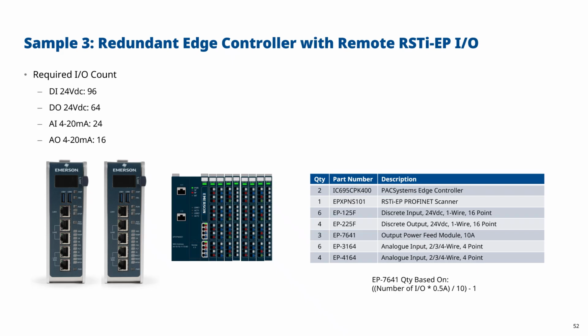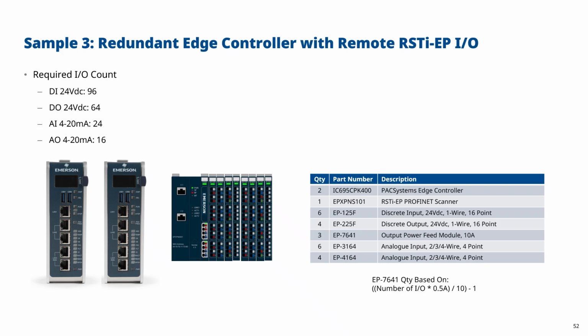So again, we take the number of modules, 96 divided by 16 is 6, 64 for the outputs divided by 16 is 4. I've added in the power feed modules again, so effectively here I can spread the load across multiple modules. You may need slightly more EP7641, or you may be able to get away with slightly fewer, but again, without knowing more about the application, I've effectively gone for one EP7641 for every EP225F minus 1, because I've also got 10 amps from the actual CPU power supply. And then on the outputs, 24 divided by 4 is 6, and 16 outputs divided by 4 is 4.